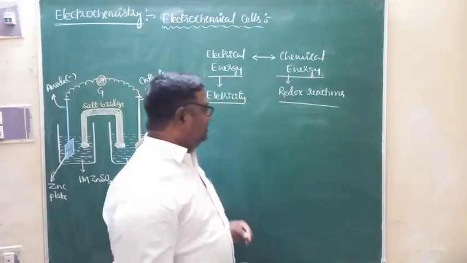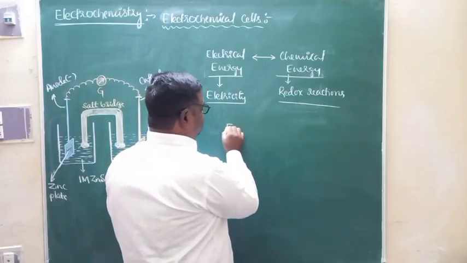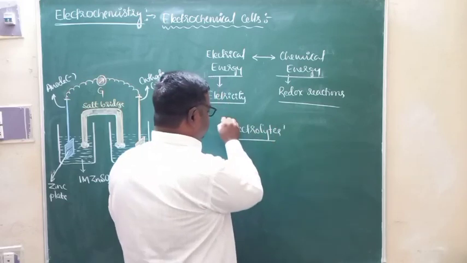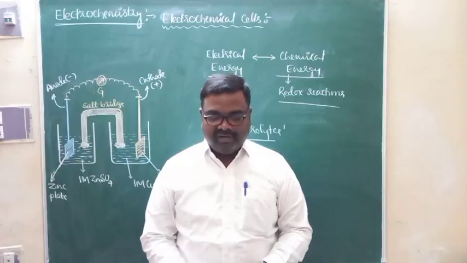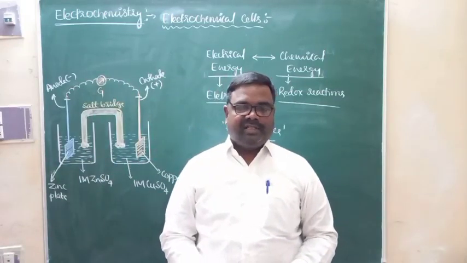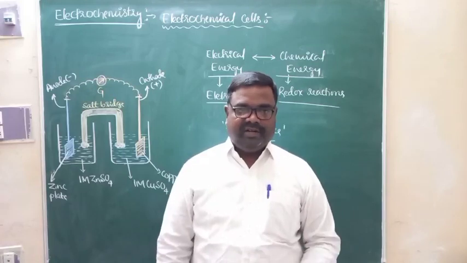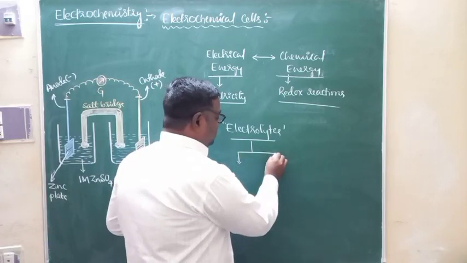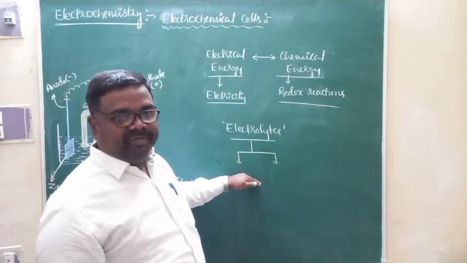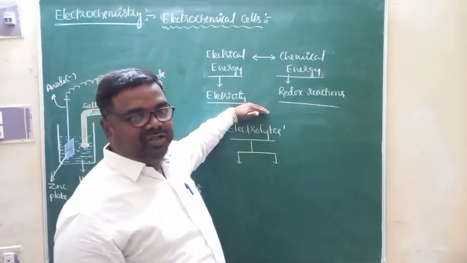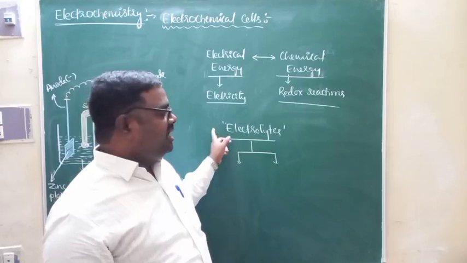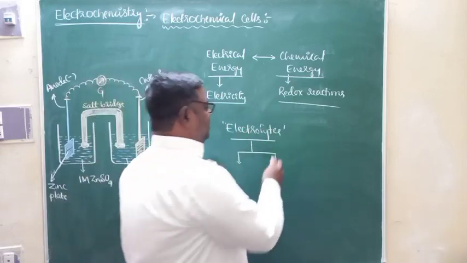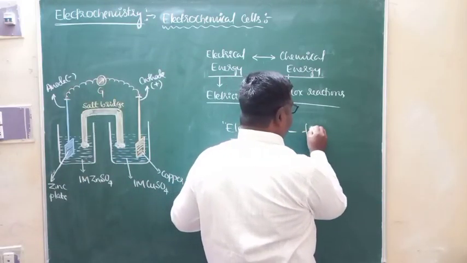At the same time, electrochemistry also deals with the study of behavior of electrolytes. Electrolytes are the substances which conduct electricity either in solution or in molten state. We call them electrolytes. Means when electricity is passed through the solution of electrolyte, they conduct electricity. That means they allow electricity to pass through them, because these electrolytes are characterized by free ions.